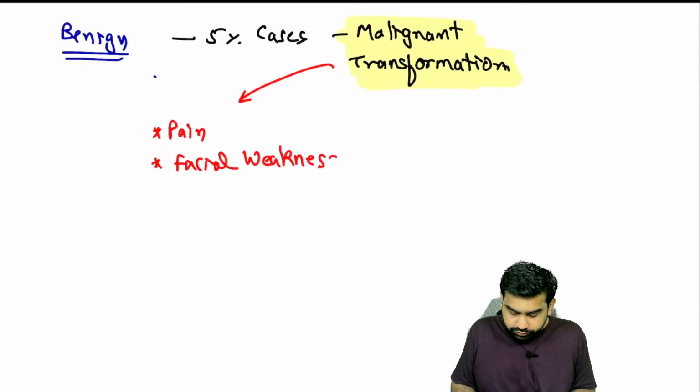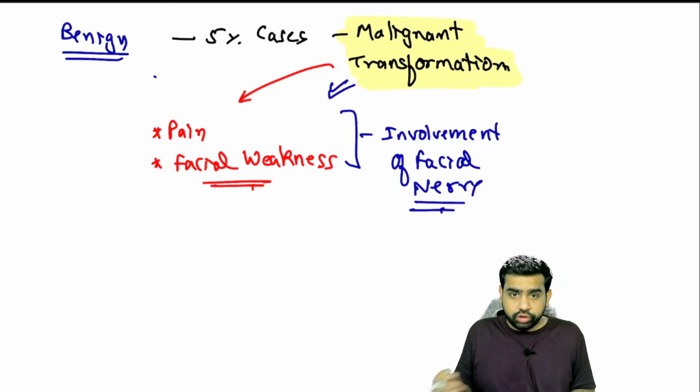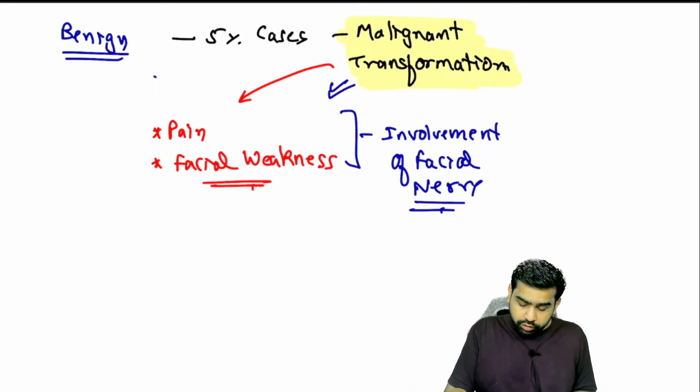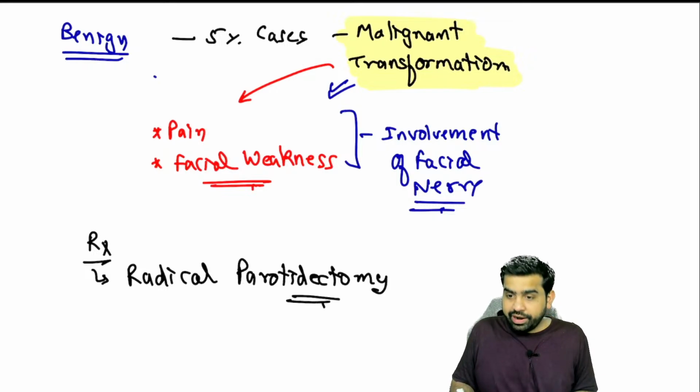all these particular things, if they come to you, this tells you that there is involvement of the facial nerve. If there is a malignant transformation, then what do you have to perform? Then the treatment is going to be your radical parotidectomy. So then you have to perform a radical parotidectomy.